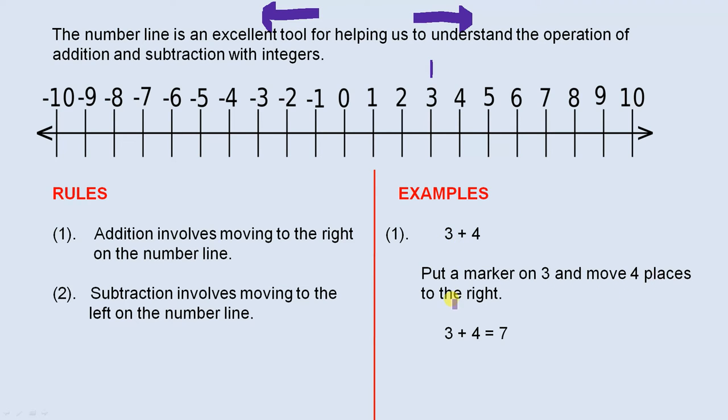And move 4 places to the right. Because of that addition sign there, that means we have to move to the right, and we move 4 places. So there's our marker. So we go 1, 2, 3, 4. We stop there, and that's why the answer is 7. So 3 plus 4 equals 7.